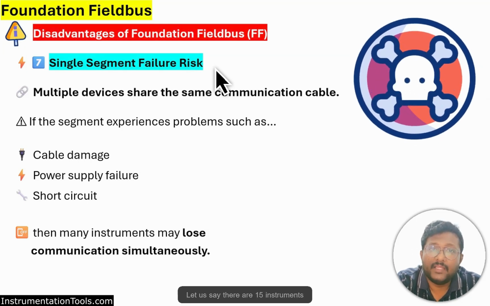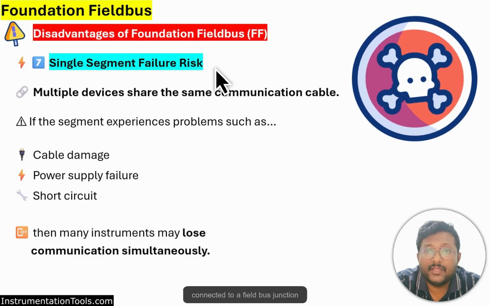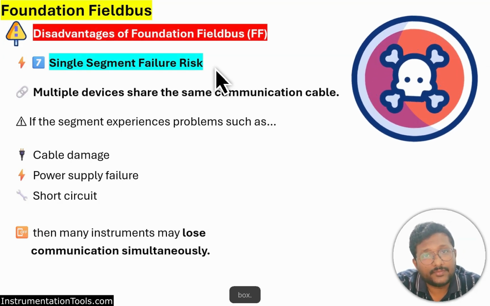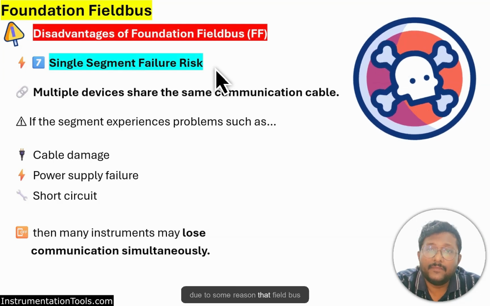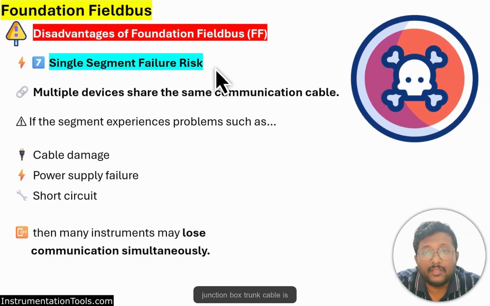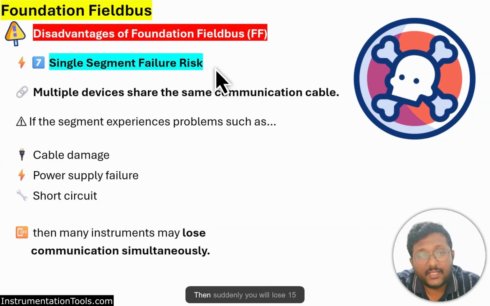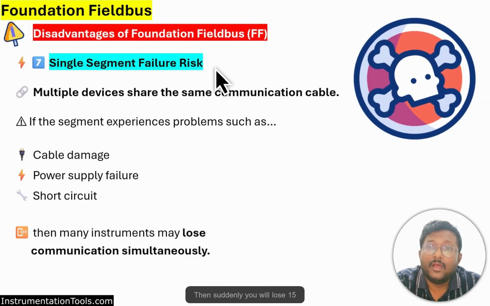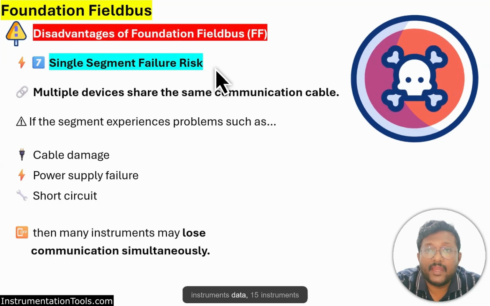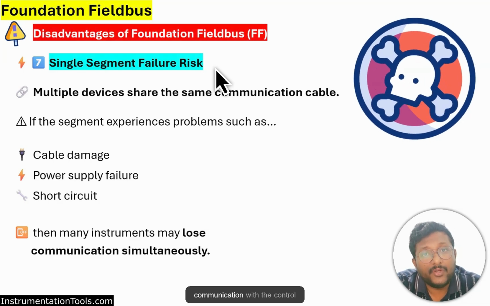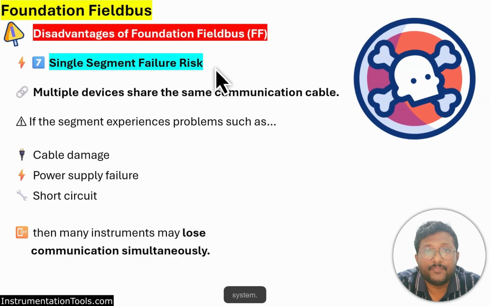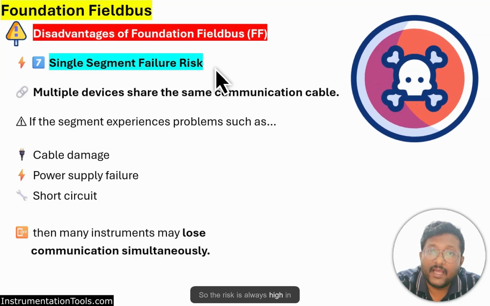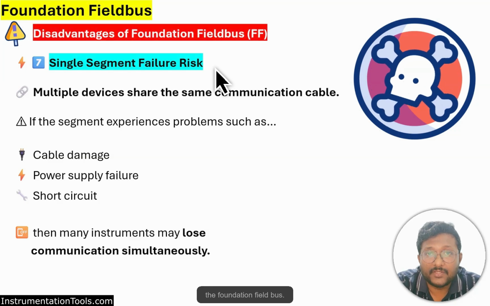Let us say there are 15 instruments connected to a fieldbus junction box. Due to some reason, that fieldbus junction box trunk cable is damaged. Then suddenly you will lose 15 instruments' data, 15 instruments' communication with the control system. So the risk is always high in Foundation Fieldbus.